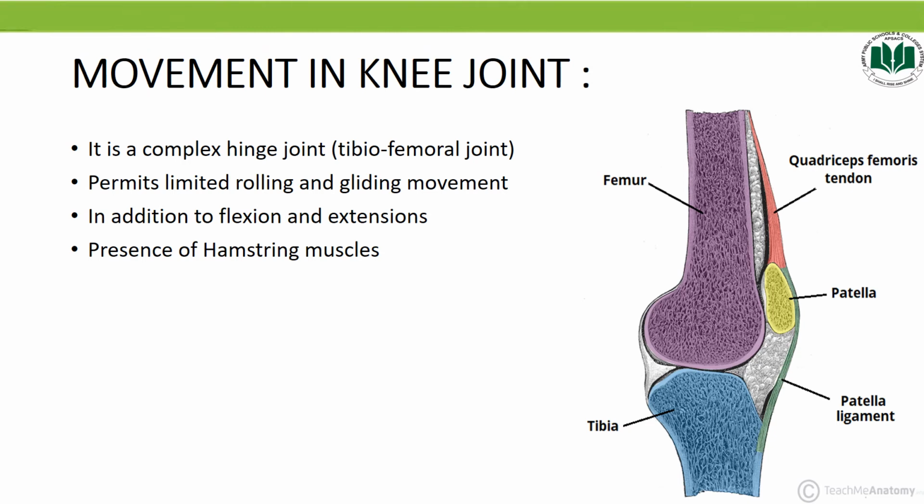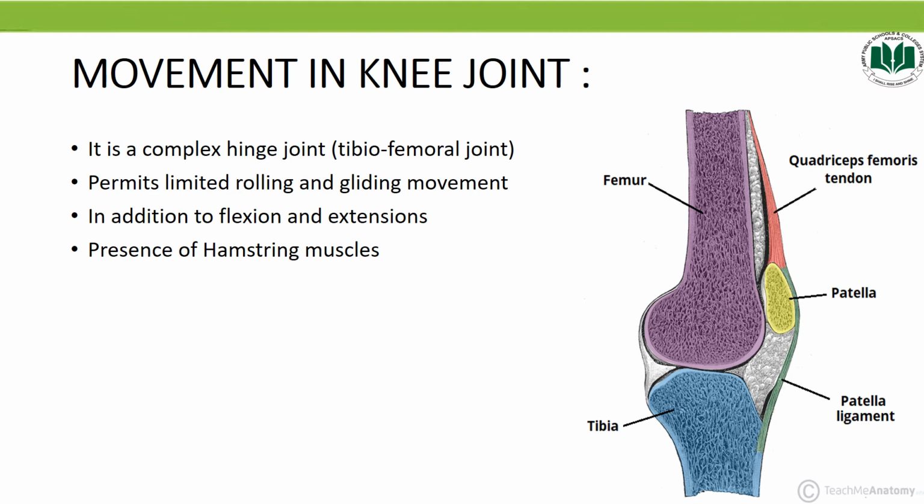Movement in knee joints. Basically, the knee joint is a type of synovial joint that connects three bones together: number one, femur; number two, tibia; and number three, patella. Because three bones connect in that joint, it is a complex type of hinge joint. That means it has two types of articulation. One is the tibiofemoral joint and the other is the patellofemoral joint.